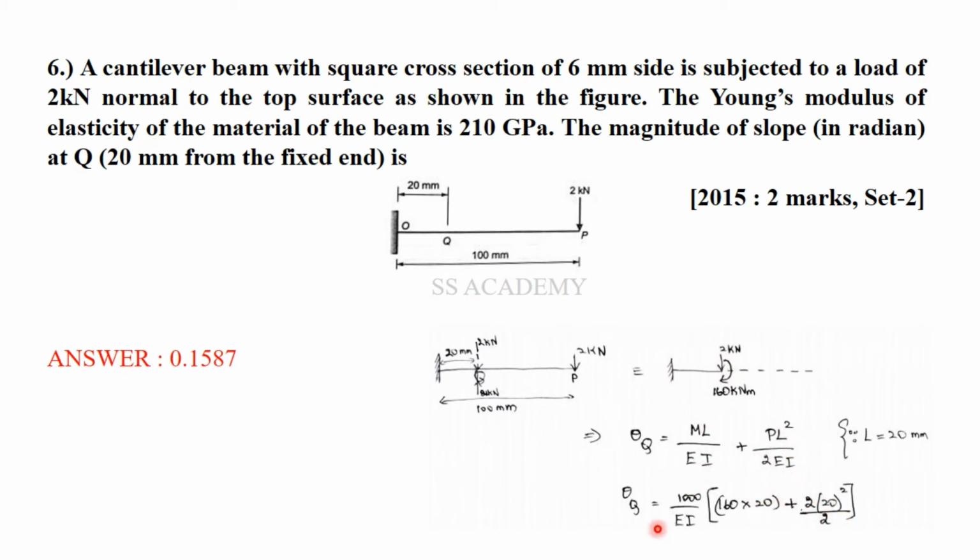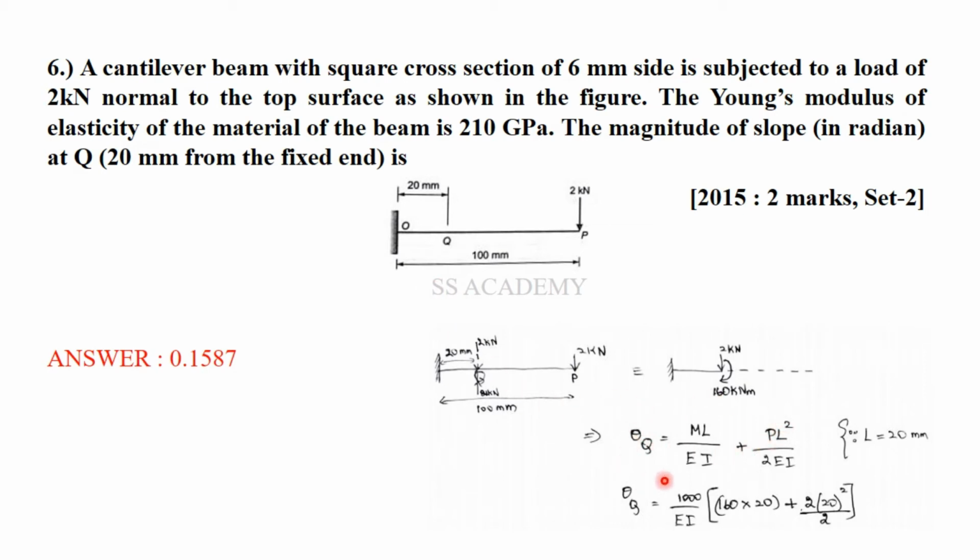We have taken E also outside. The reason for taking this is you will be knowing that 210 gigapascal can be converted into 210 into 1000 megapascal. If it is in megapascal, it will be Newton per millimeter squared. So the units will be cancelling out and it will be easier to solve. So 210 into 1000, 1000 gets cancelled. So just by multiplying 1 by 210 into I, I for a square cross section is a power 4 by 12. So just by substituting a power 4 by 12 and all these values, and if you calculate, you will be getting 0.1587 as the slope in radians at Q.